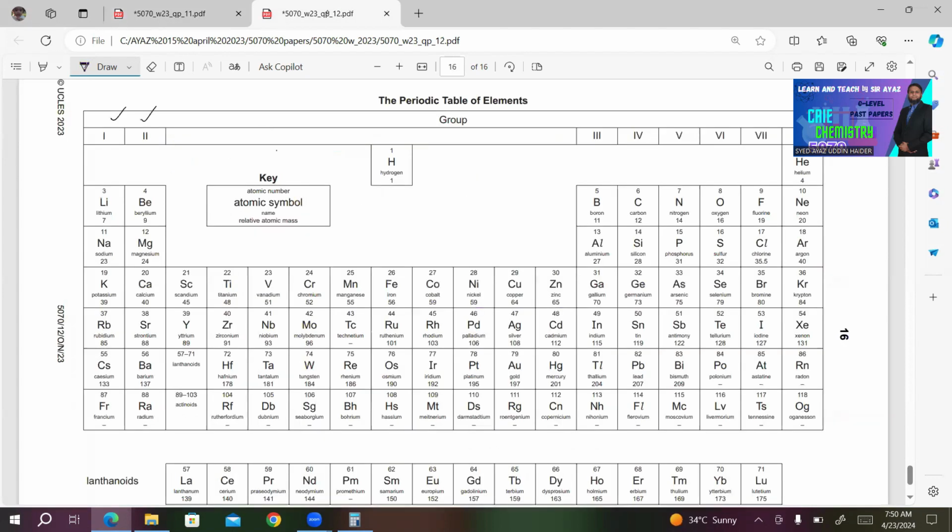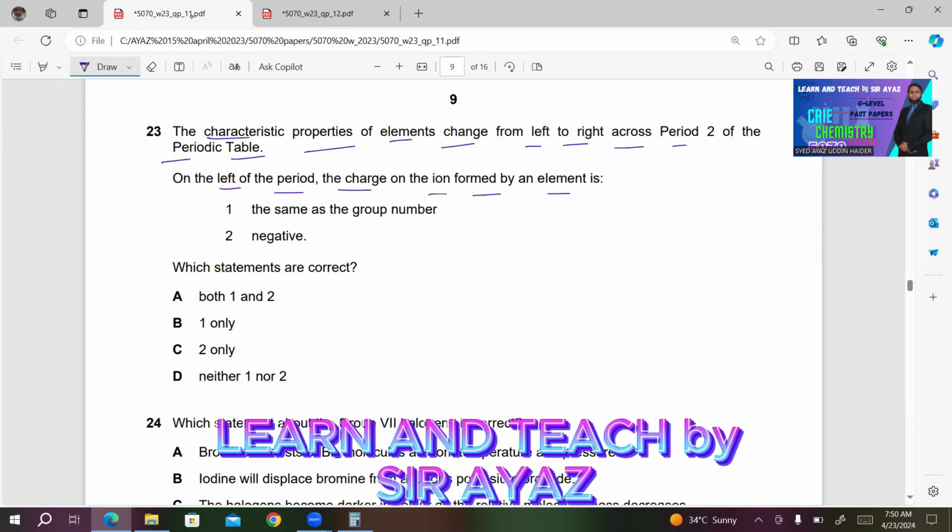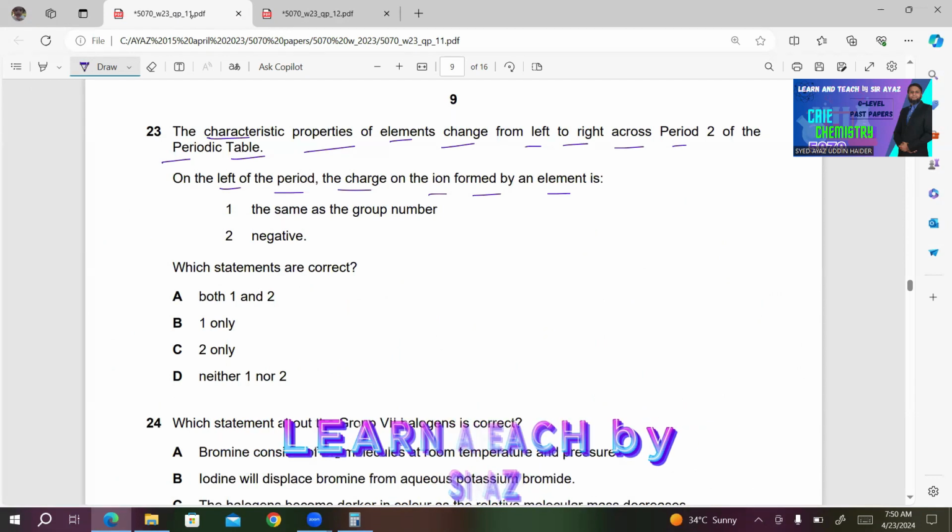This is correct because group 1 forms +1 and group 2 forms +2 charge ions. What about second statement? Second statement is negative. This is incorrect. They won't form negative. So only statement number 1 is correct. So B will be the right answer for 23.